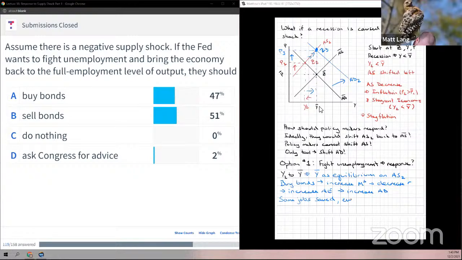But everyone pays higher prices, right? Everyone pays higher prices to save those jobs. So price level 3, P3, is greater than P2, but Y2 goes back to Y bar.